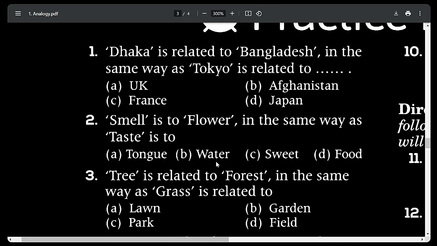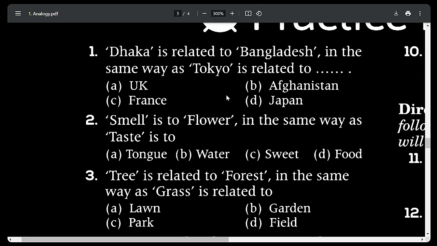Collection of trees together is called forest. Collection of so much of grass together is called... one choice. If you give a wrong answer, I'll go to the next student. Field. A, C, D. Which option? Lawn, park, field.